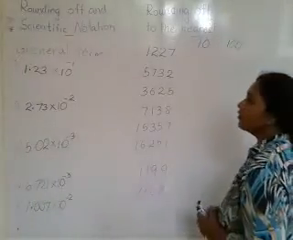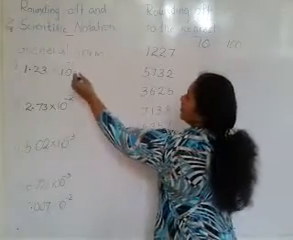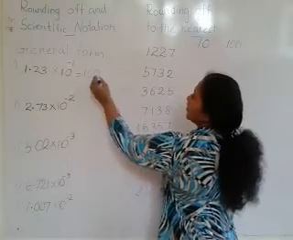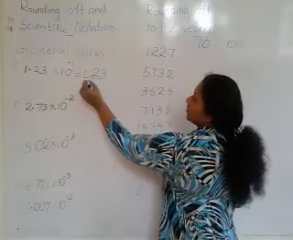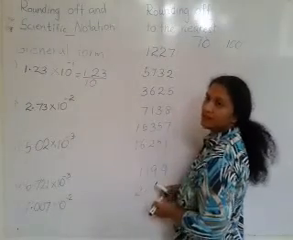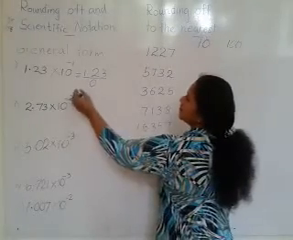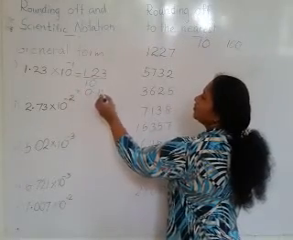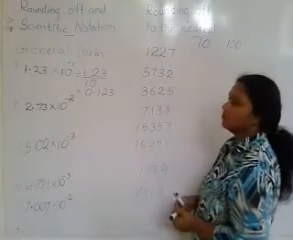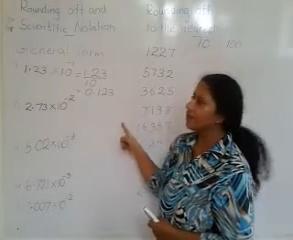General form: 1.23 times 10 to the power of minus 1. So with a negative power, we can write it as a positive power and divide by 10. 1.23 divided by 10 is 0.123. Or we can write the answer in another way also.